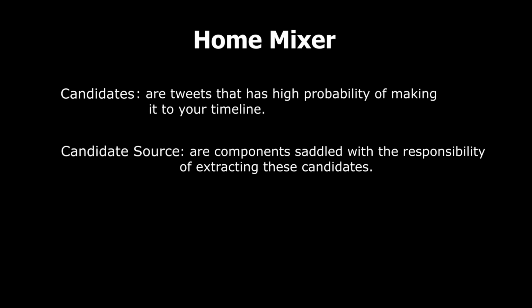So the very first process is retrieving candidates from candidate sources. Candidates are basically a stack of tweets that have a high chance of making it to your home timeline, while candidate sources are different components saddled with the responsibility of extracting these candidates, those tweets that have a high probability of making it to your timeline.